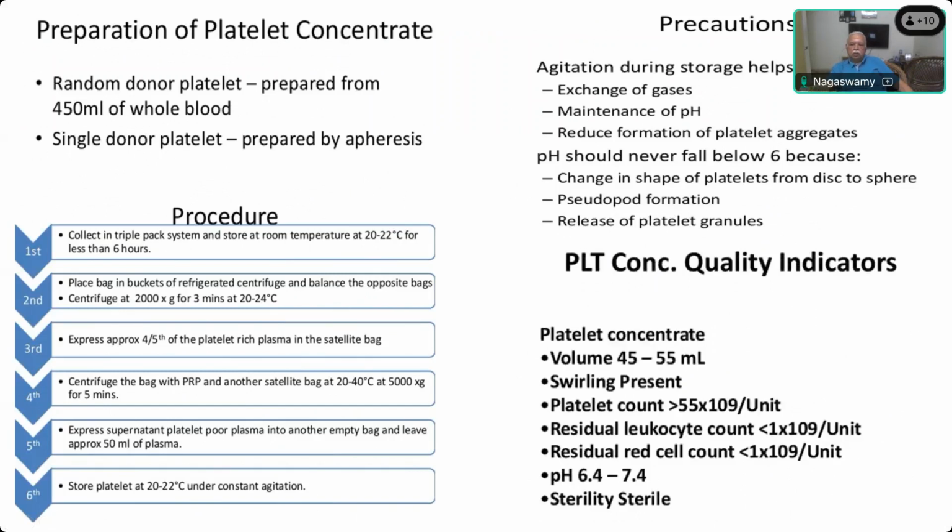And what are the quality indicators for the platelet concentrate? The volume is about 45 to 55 ml only, and swirling is present. Platelet count is more than 5.5 × 10^10 units. Residual leukocytes, there may be some amount of white blood cells present, and some very small amount of red cells also may be present, which should be less than 1 × 10^9 units. And pH is the same as your PRBCs or RCC, 6.4 to 7.4, and it should be quite sterile. So these are all the quality indicators.